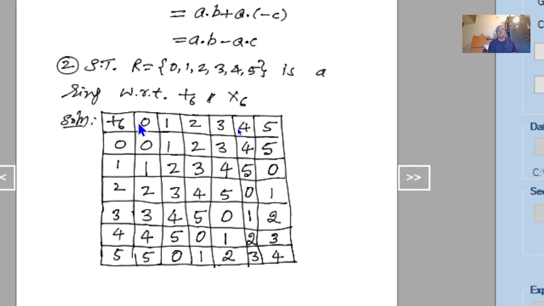And see here, this is the header row 0, 1 to 5 and the same row is here. And we are getting this row if I take the operation with 0, which means 0 is acting as the identity element. So the identity element is 0 here.